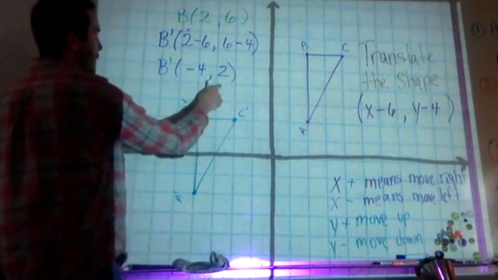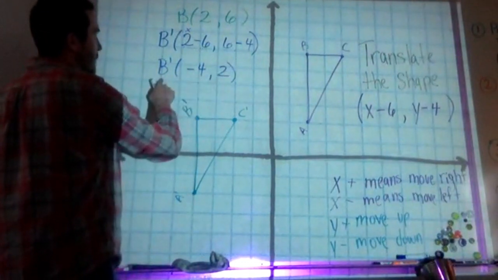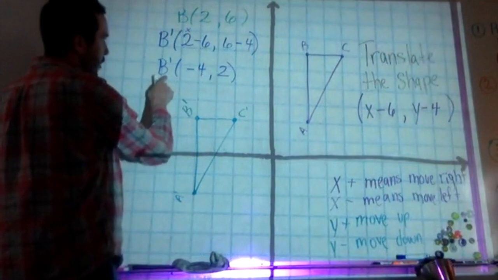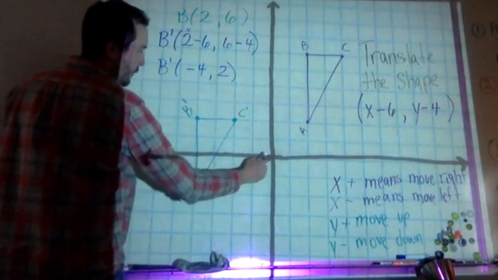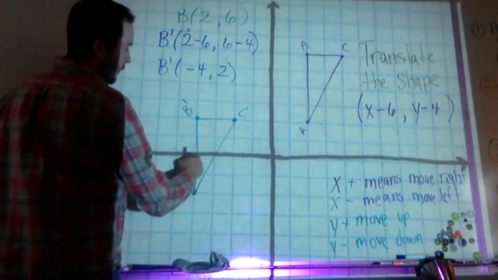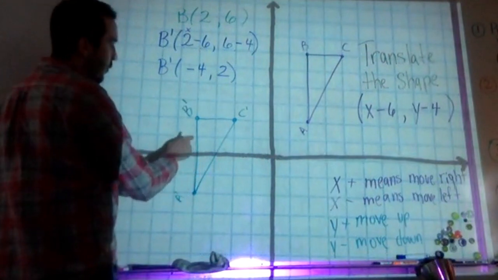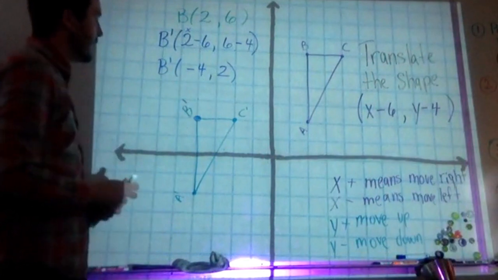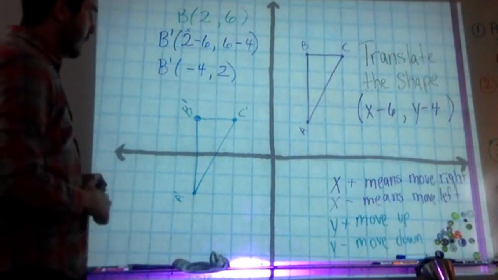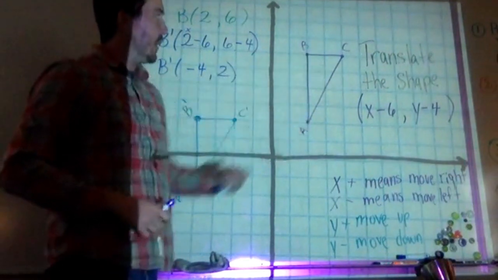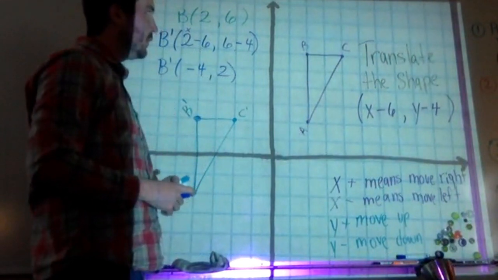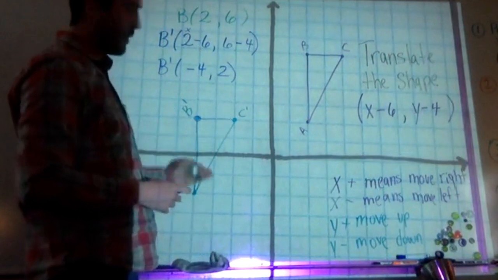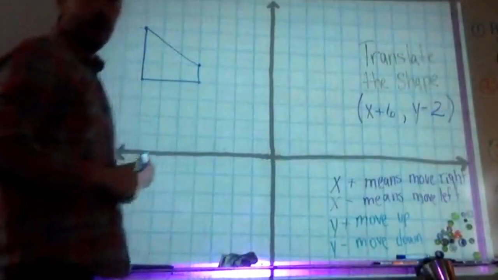So that point right here, this coordinate is where B prime should be drawn. So I'll start here. I'll go negative 4, 1, 2, 3, 4. And then up 2, 1, 2. And look, B prime is at negative 4, 2. Now I can do that for all of my points here and find that they're in the coordinate that I've done.